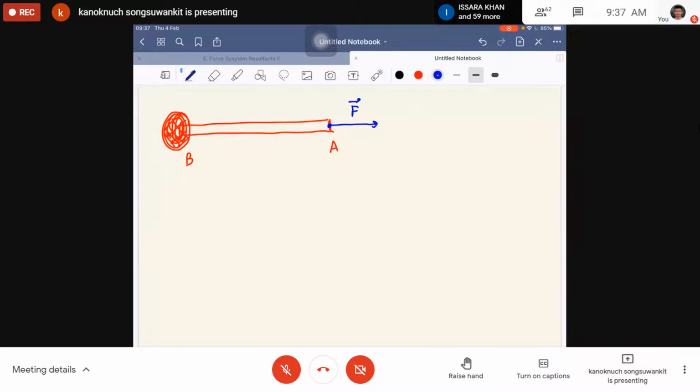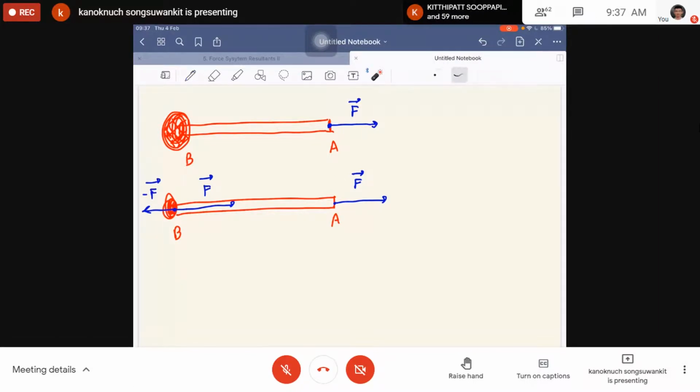Now we want to move the force F from point A to point B. So at point A, we have force F. Let's insert a couple at point B on the same line of action: insert F and minus F. After inserting this couple, it will not affect the system, right? Because the resultant at this point equals 0. So the summation FR is still equal to force F.